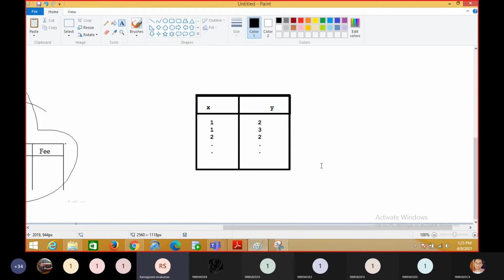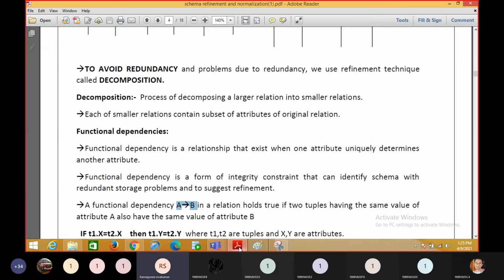Data. I have written some data here. Here x is an attribute and y is an attribute. Okay, so what is functional dependency?